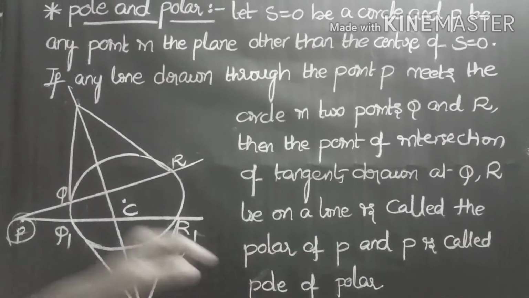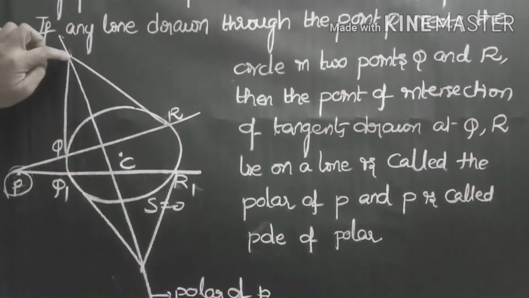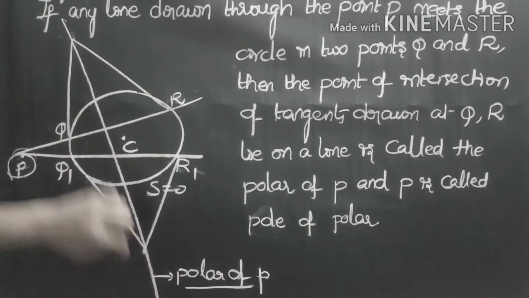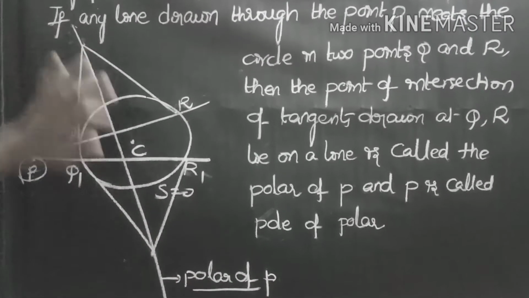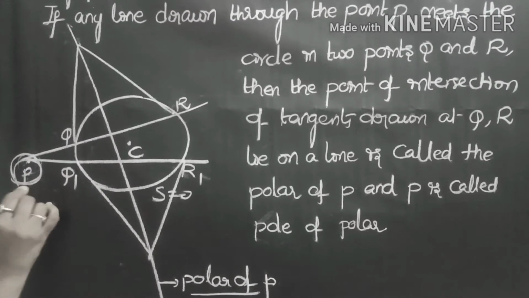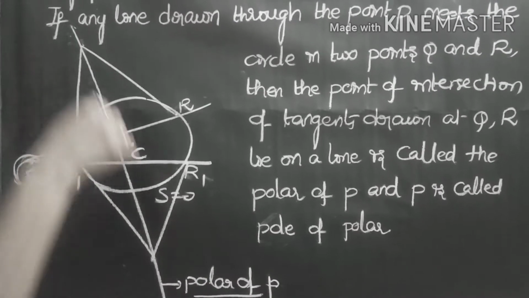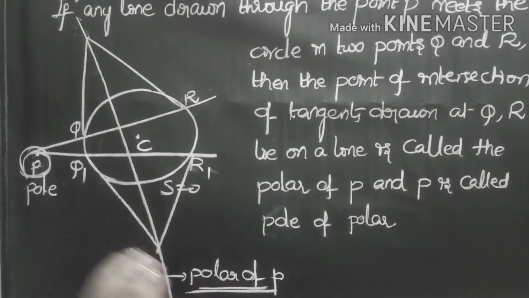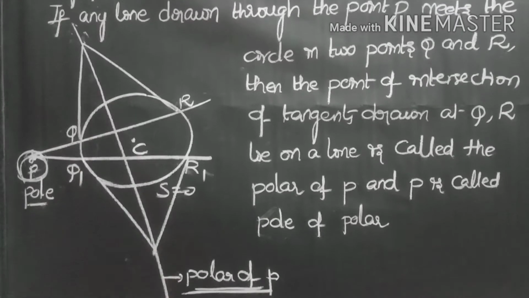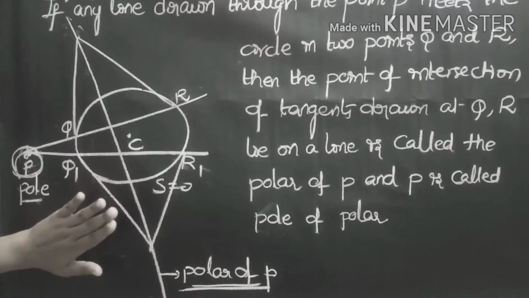Then the point of intersection of tangents drawn at Q, R lies on a line, which is called the polar of P. The points of intersection of the tangents drawn at Q, R lie on the line. This is called the polar of the point P, and this point P is called the pole of the polar. Polar is nothing but the line equation, and pole is nothing but the point. Pole is the point and polar is the line. Now this is the definition of the polar.